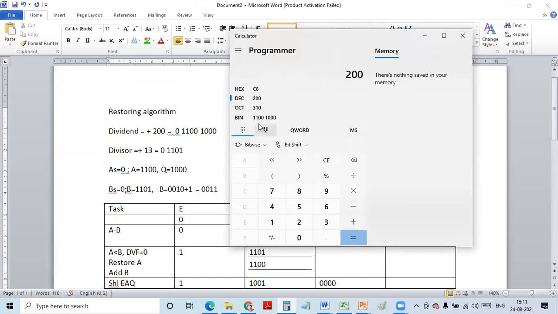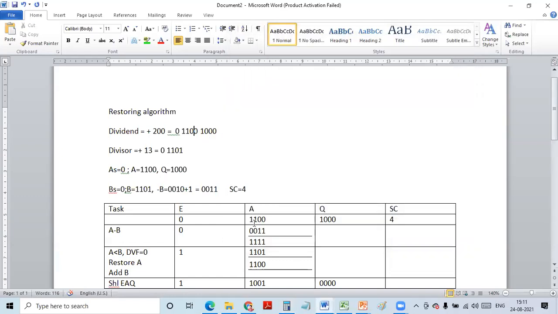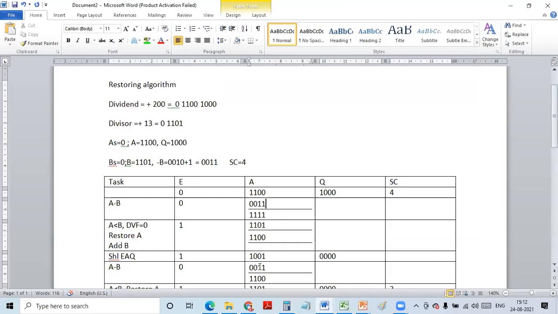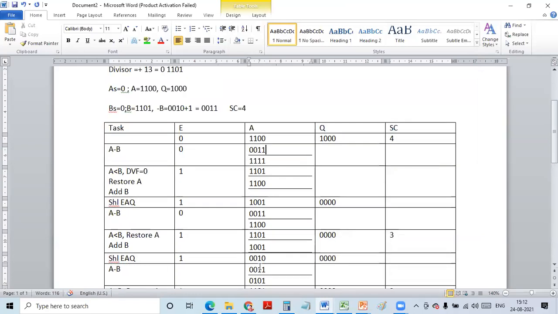Decimal 200, binary, 38, C8. Okay, 1100, 100. 1100, 100. So we have to add minus B. Minus B is this only. 0011 we have added. We got this. E is 0. Okay, we have restored. After that we have shifted left.